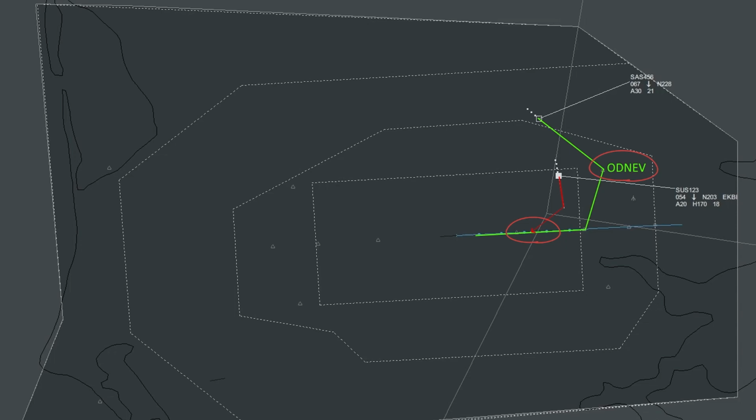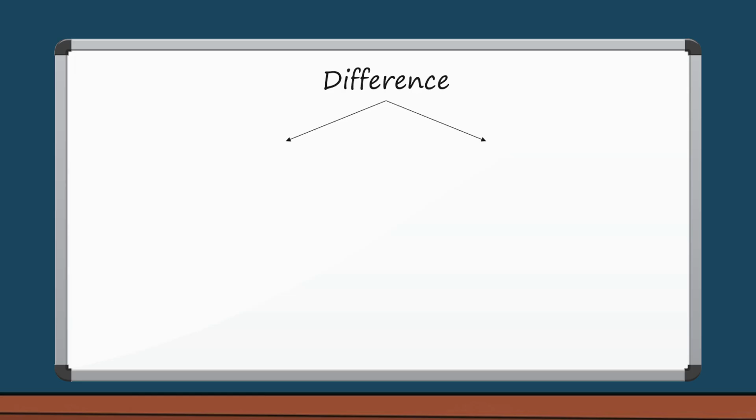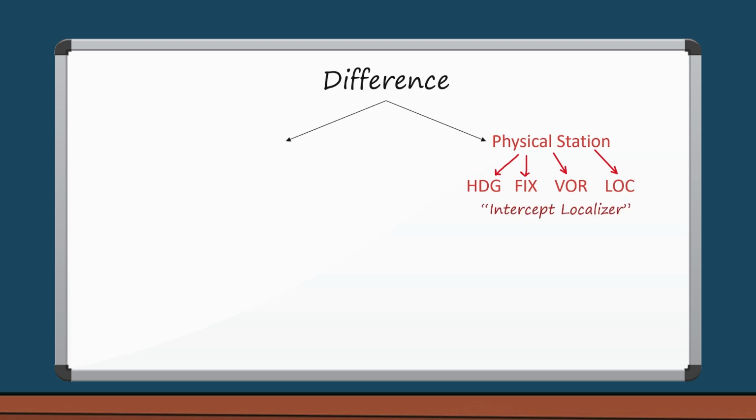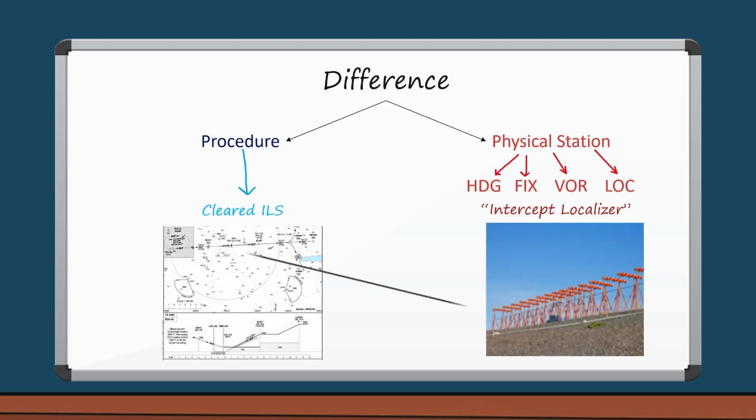Why? Because it's really two different things. A localizer is a physical station you track inbound to, but it's no different than a heading, a VOR, or an RNAV point really. Therefore, intercept localizer means to fly on that localizer until the end of your days. Cleared ILS approach is way different. It's a procedure. It's this, not this. Sure, you use the same station to track the center line, but it's two completely different terms.